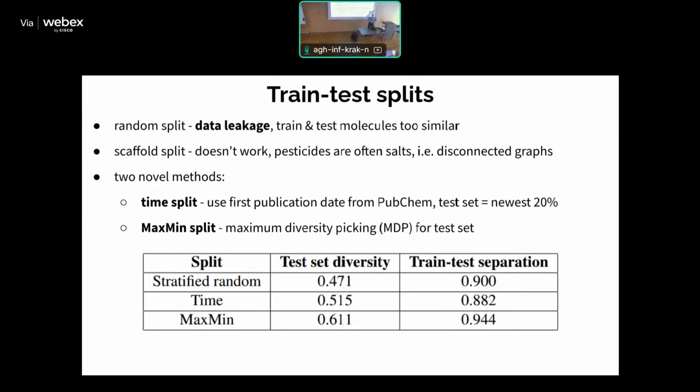If you can't patent it, you won't make any money out of it, but you can only patent novel structures. It has to be sufficiently different from existing molecules. So we have to make sure that our test set contains molecules that are very different from the training data. It's called out-of-distribution testing in machine learning, and it's pretty hard to do.